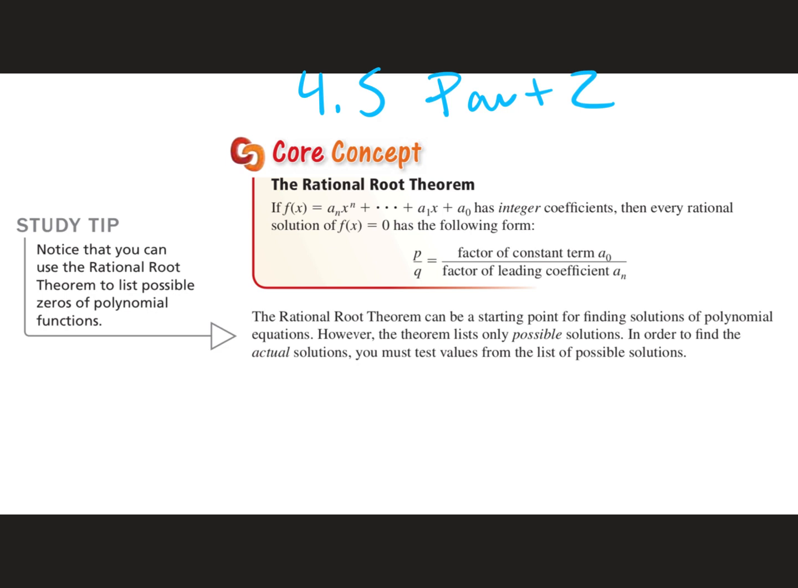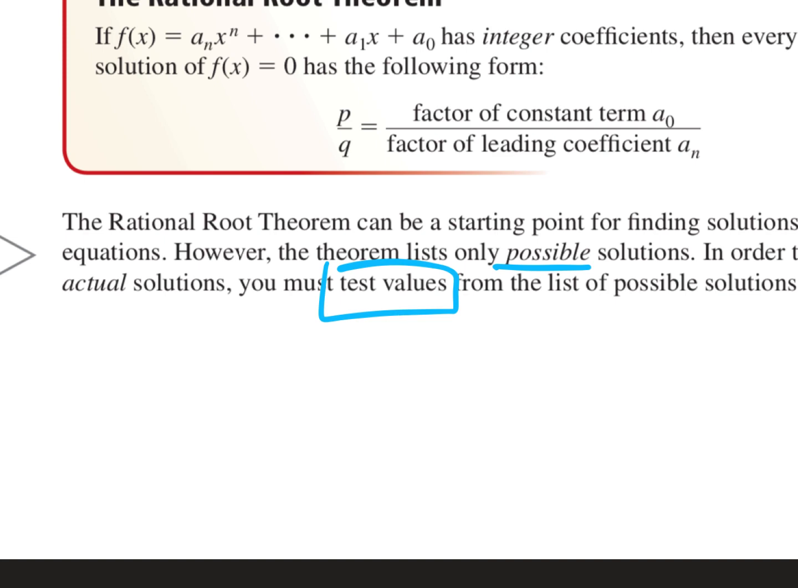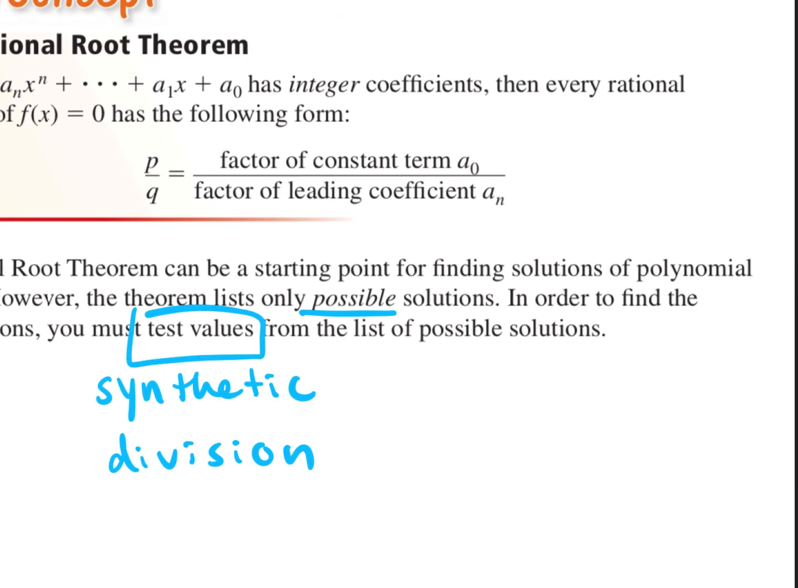However, the theorem lists only possible solutions. In order to find the actual solutions, we have to test the values from the list of possible solutions. To test the values, we're going to be using synthetic division. Our list of possible values comes from this formula here, which is factors of the constant term divided by factors of the leading coefficient. So it is always factors of the last divided by factors of the first, which you'll see what that means on the next slide.